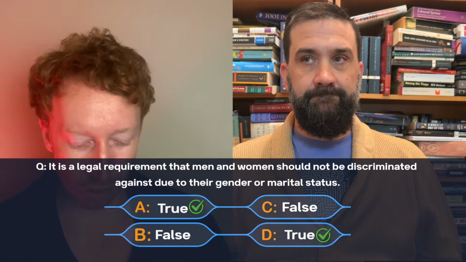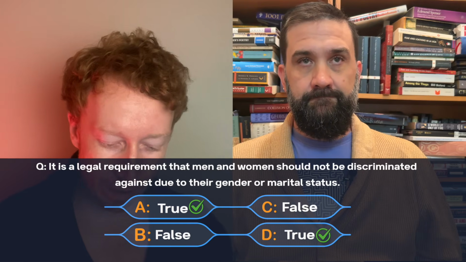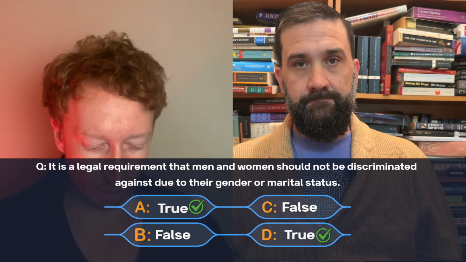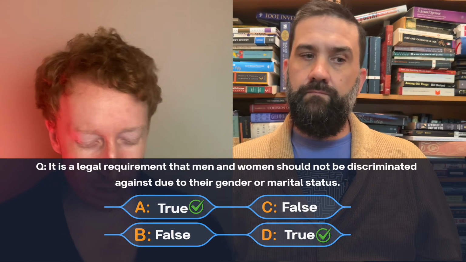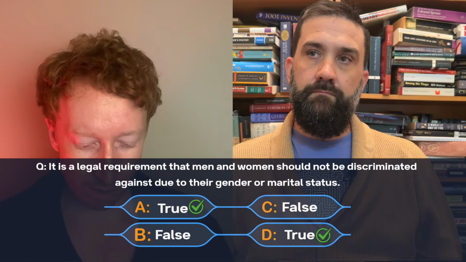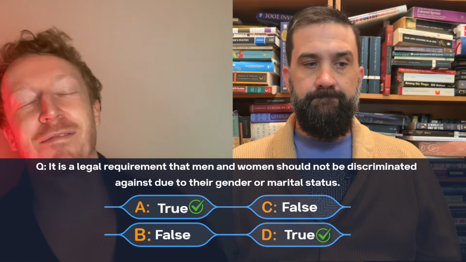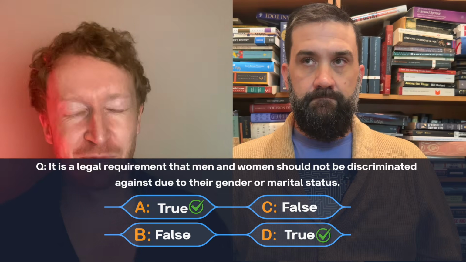UK laws ensure that people are not treated unfairly in any area of their life because of their age, disability, sex, pregnancy, maternity, race, religion or belief, sexuality, or marital status. Good job. You've gotten many answers correct so far. Maybe, are you sure you're an American? 100%, baby.